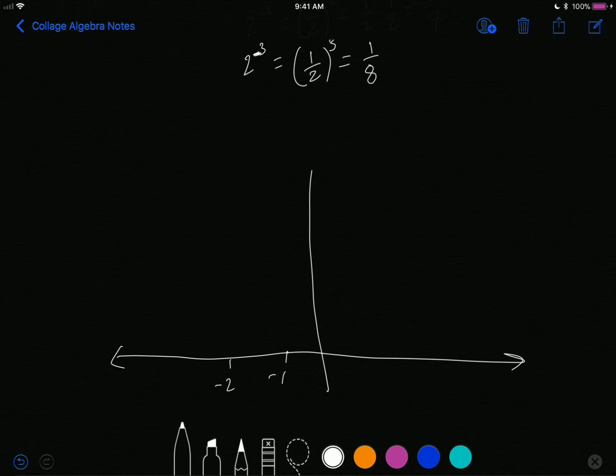So let me see if I can get this done. -1, -2, -3, 1, 2, 3, and then 1, 2, 3, 4, 5, 6, 7, 8, 1, 2, 4. And so I'm plotting points. Let's start in the middle. In the middle, I have a point at (0, 1). Then I have a point at (1, 2), a point at (2, 4), a point at (3, 8), a point at (4, 16), and a point at (5, 32). Well, I can't get to 32.